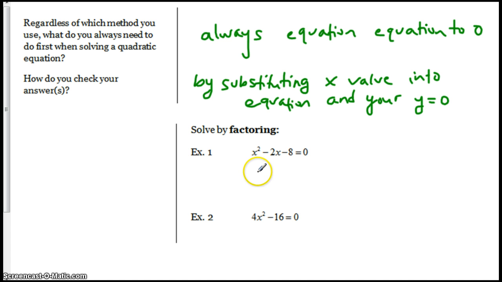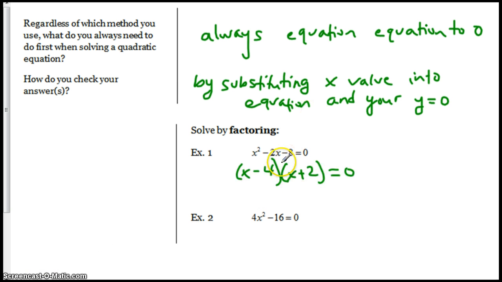Okay, I want you to go ahead and we're going to try solving by factoring. So think back to last unit and I want you to try to factor number 1 and then try to solve if you can. So when you factored x squared minus 2x minus 8 equals 0, you should get x minus 4 times x plus 2 equals 0. Now you want to use the zero product property and set both factors equal to 0. So x minus 4 equals 0 and x plus 2 equals 0.